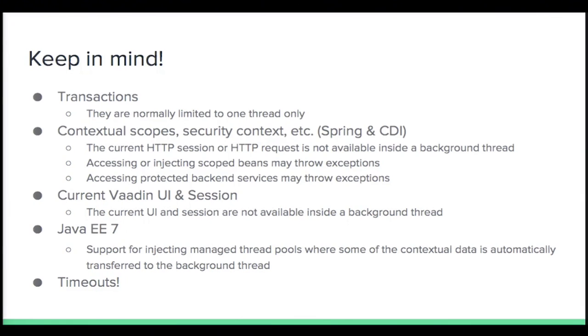In Java EE 7, they added support for managed thread pools. So there you can inject a thread pool using CDI, and then the framework will make sure that the necessary contexts are transferred to your thread. So if you're using Java EE and CDI, you should not create your own thread pools. Instead, you should inject thread pools from the application server and use them. I'm actually not sure if Spring has something similar.